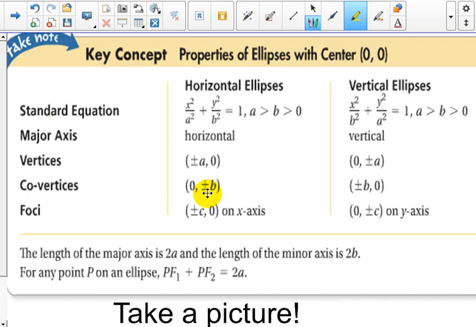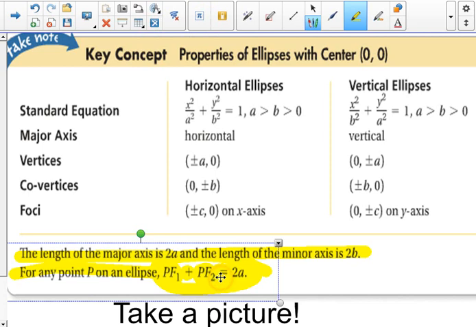Okay, notice at the bottom here it says the length of a major axis is 2a. That's important. The length of the major axis is 2 times a, and the length of the minor axis is 2 times b. So for any point P on the ellipse, P times f sub 1 plus P times f sub 2 equal to a. So now we've got lots of things to work with, okay?